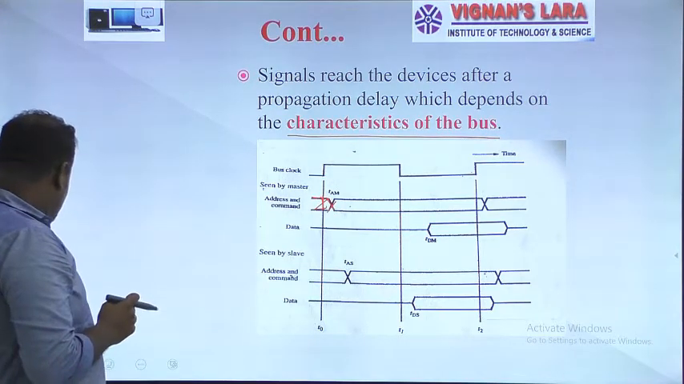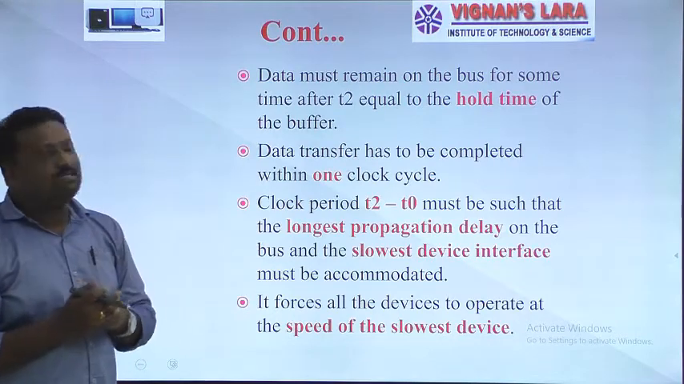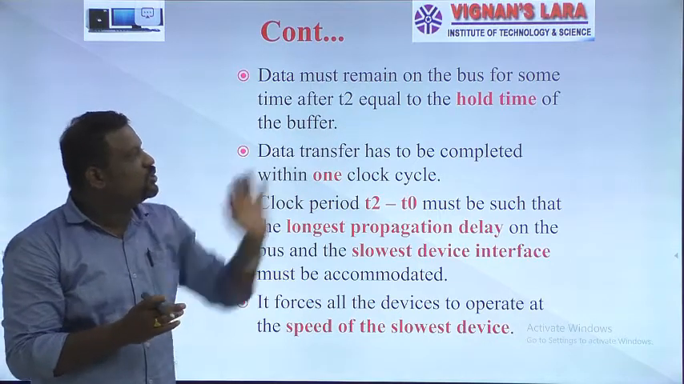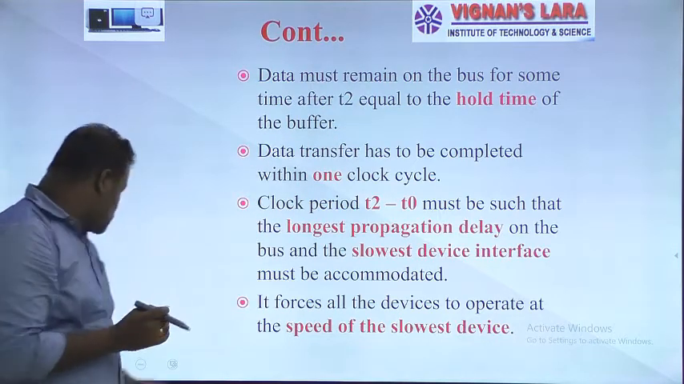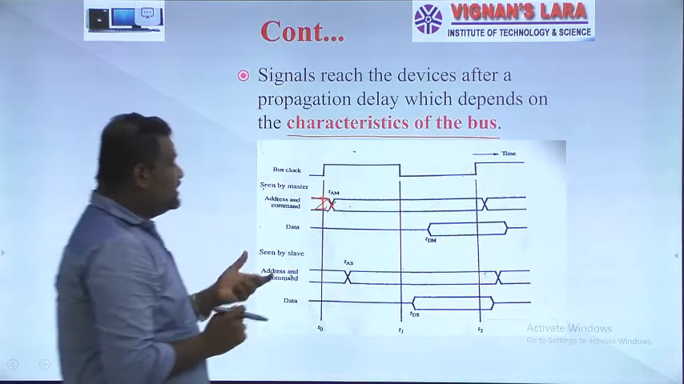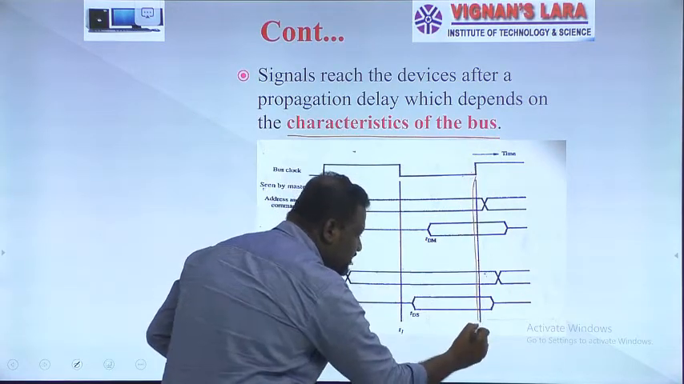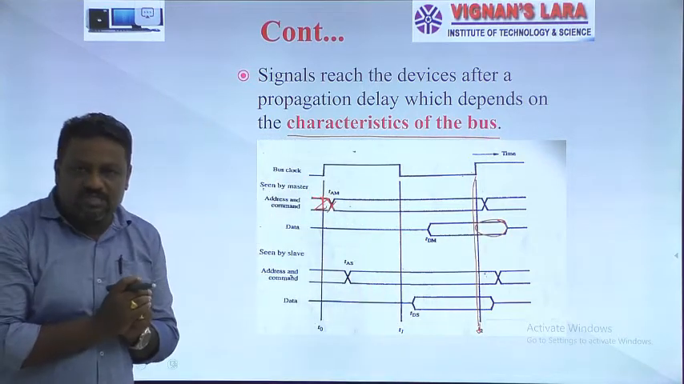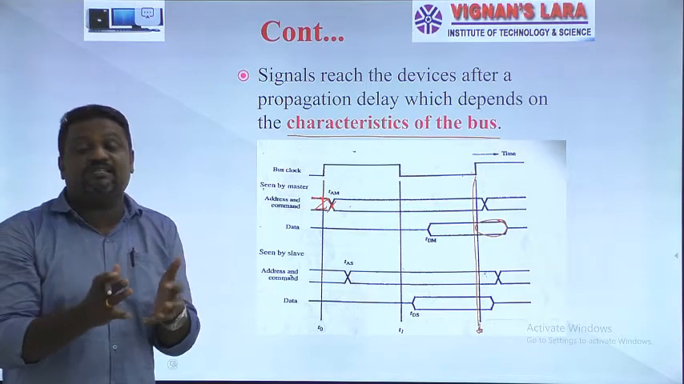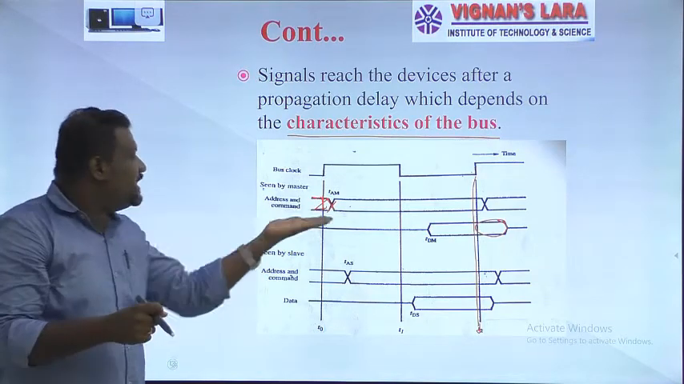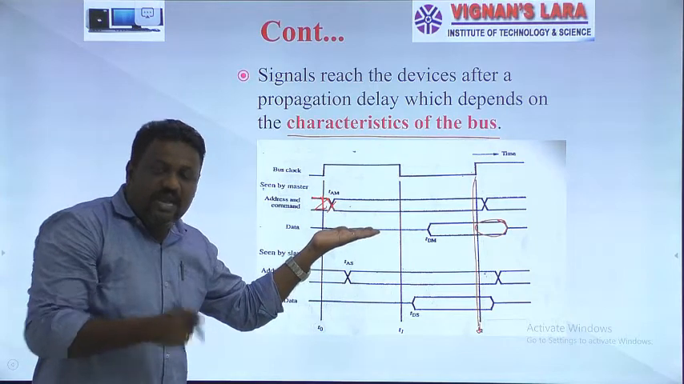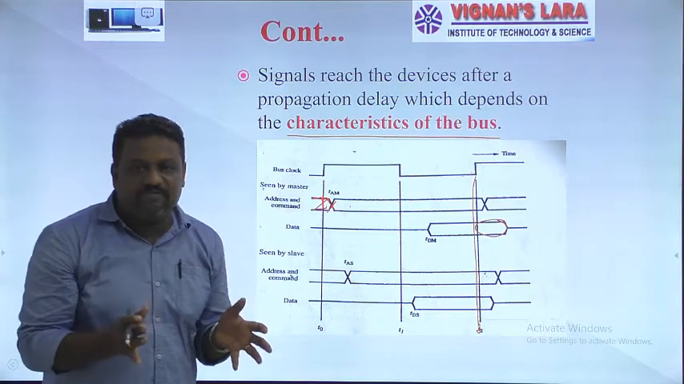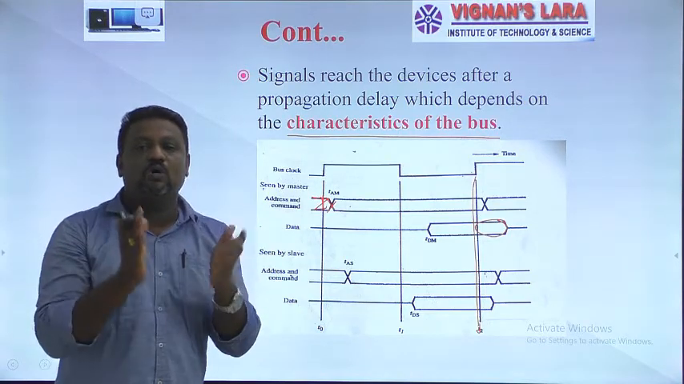Next, data must remain on the bus for some time after T2, equal to the hold time of the buffer. Yes, it's true. See here, friends, the data must still be there after T2. This is T2, right? So the data is still there on the data lines, because your interfacing circuits take a certain amount of time to capture the data from the data bus, and it is copied into its internal data register. For that it takes a certain amount of time. That time we call the hold time.